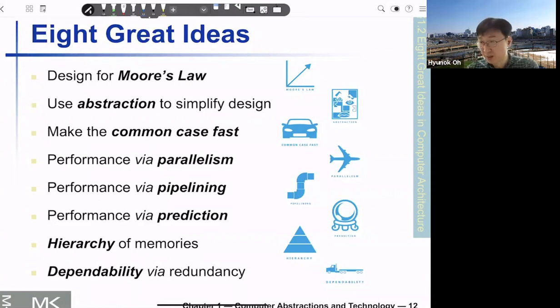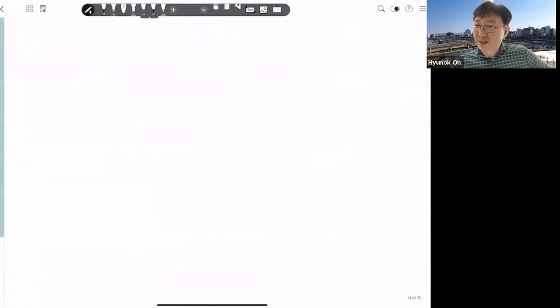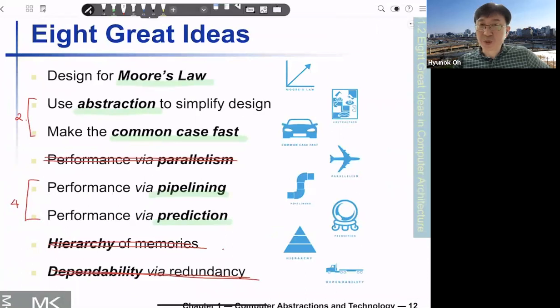Okay, so here there are many things. We will learn about what Moore's law is, some abstraction things, and common case fast, what does it mean, parallelism, pipelining, prediction. So here we will not cover parallelism. We will learn about pipelining, and also we will learn about prediction and the memory part, and the other part is not covered. Okay. So this part is in chapter 2, and this part will be chapter 4. Okay. So let me skip what is not so important.